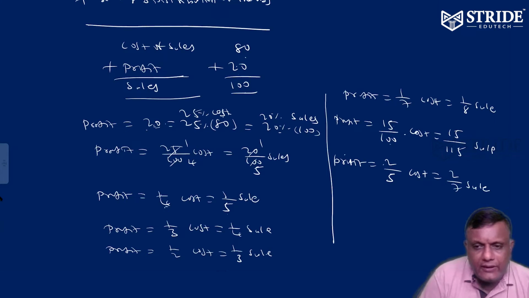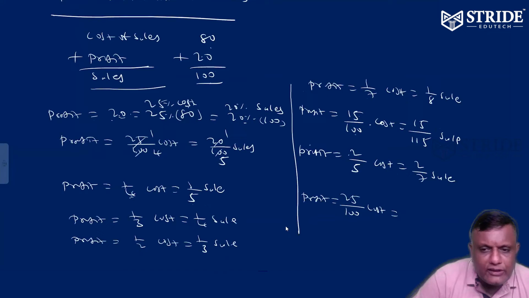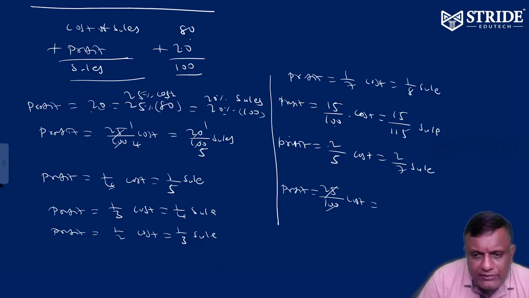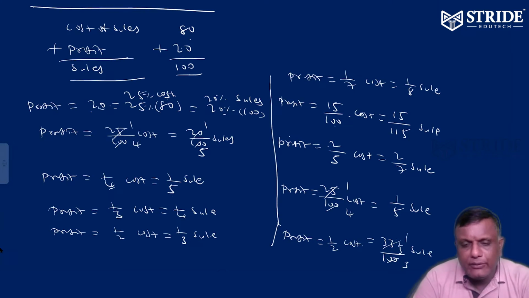That's it. This idea, sometimes they will ask in examination papers. If profit is given as 25% of cost, you have to convert it like this: 25% of cost means 1/4 of cost, which means 1/5 of sale. Sometimes they will give profit as 33 1/3% of sales. That is 1/3 of sale, which means 1/2 of cost. That's the idea from the exam point of view.